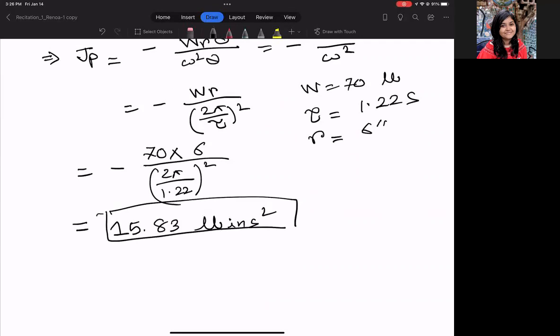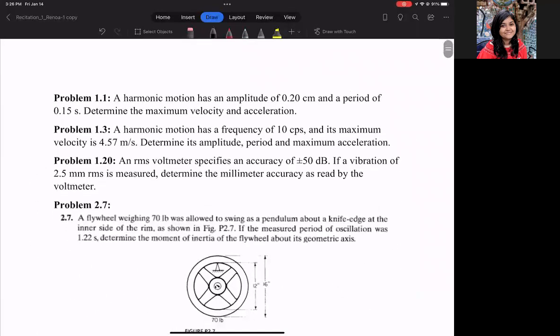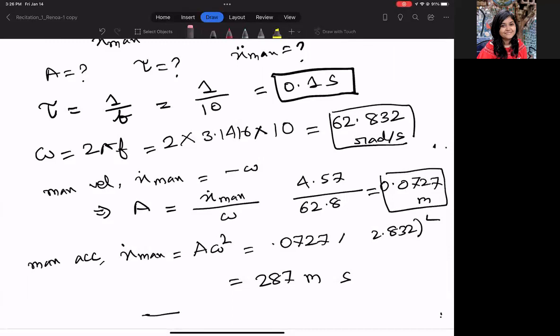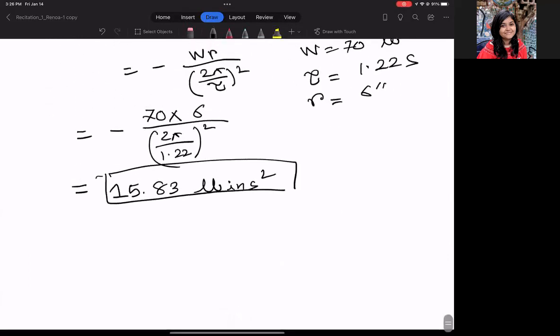Now we need to find the moment of inertia of the flywheel about its geometric axis, which is by point O. So that would be JO equals JP minus M R squared, or JP minus W by G R squared.